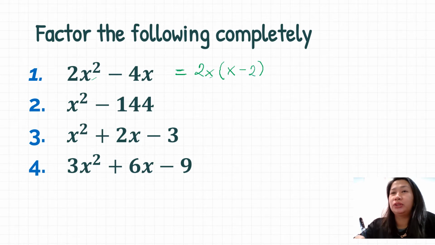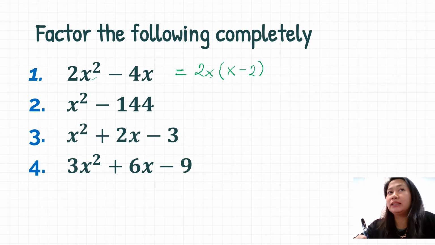Question. Okay po, how will you know if your answer is correct? Simple lang po. Just when you distribute this one, ito po ba yung sagot? Yun po yung malalaman natin kung tama yung sagot ninyo. Let's see. 2x times x, that is 2x squared. And 2x times negative 2, that is negative 4x. So, tama po yung factors natin.